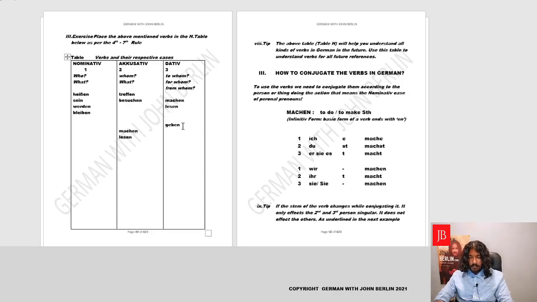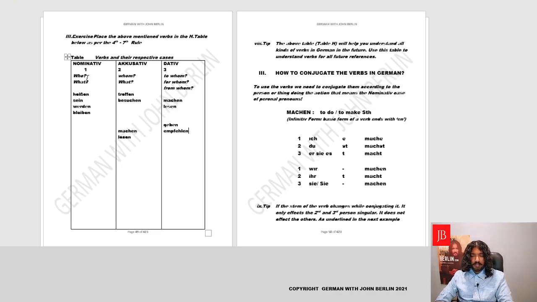Moving forward, there's another verb maybe which is dative. Let's say I recommend to you German with John Berlin to learn German. So let's say who recommends to whom what. So it's basically the verb to recommend, which is empfehlen in German. It requires who, which is the person who's recommending. It requires to whom, to whom something is being recommended, and what is being recommended. So basically empfehlen is a dative verb, originally dative verb.